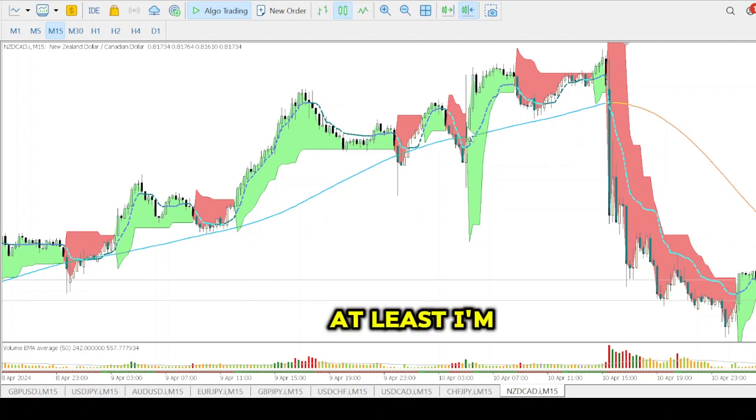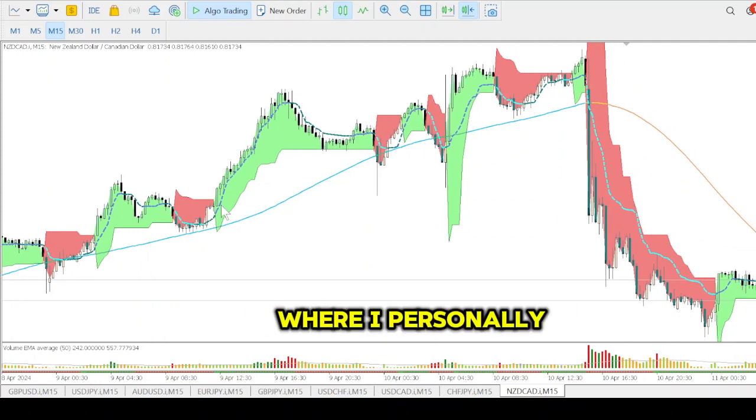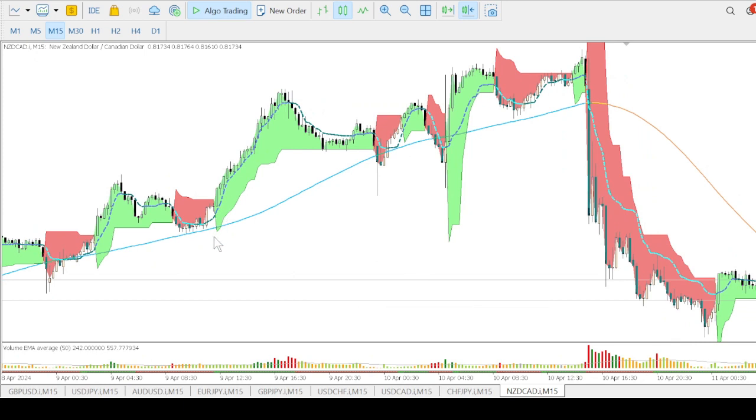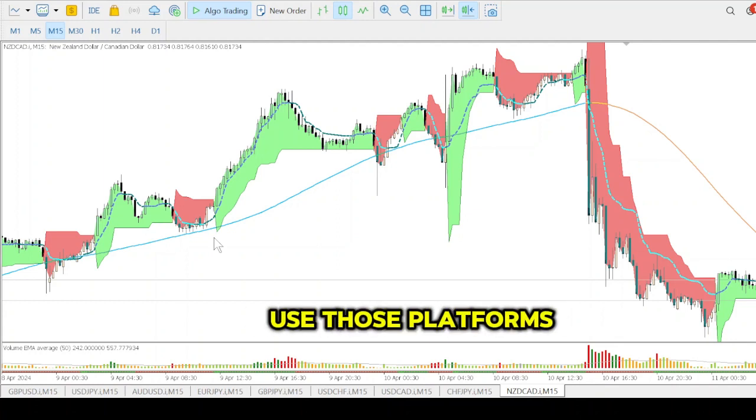At least I'm giving you guys things you can also see on your MT5 and the TradingView platform. Now, I normally teach on TradingView, but the reason I came to MT5 is because this is where I personally execute my trades, and it has over 5,000 indicators or more. On MT4 and MT5, they have the biggest collection of indicators in the world. So why not use those platforms rather than TradingView, which is limited?